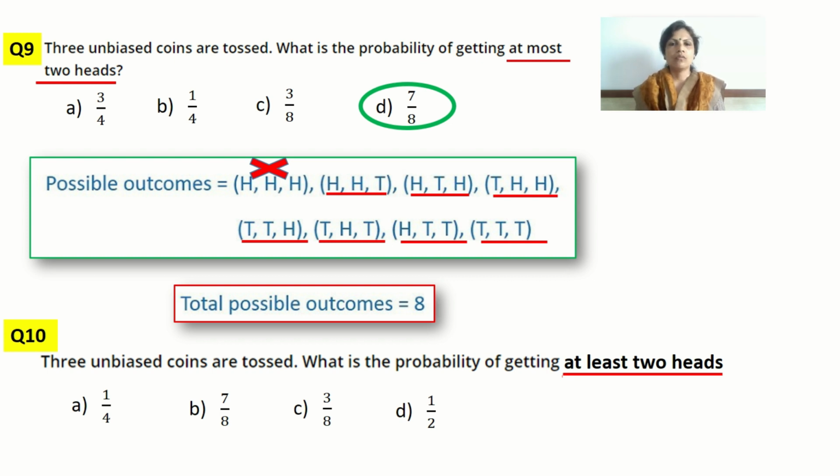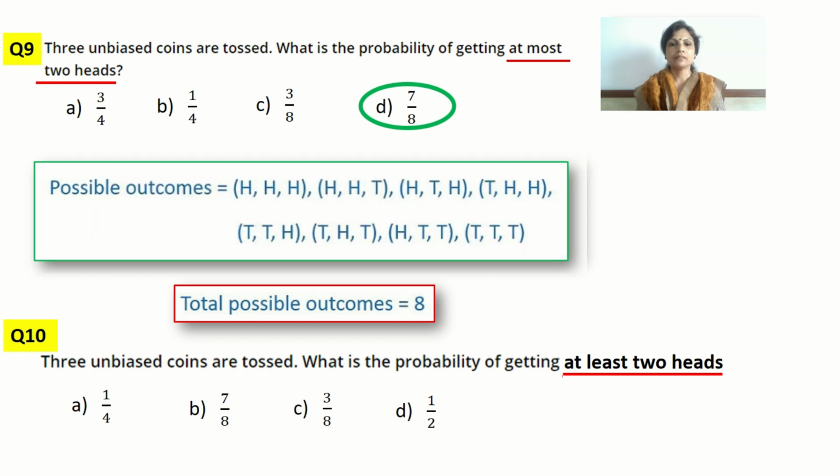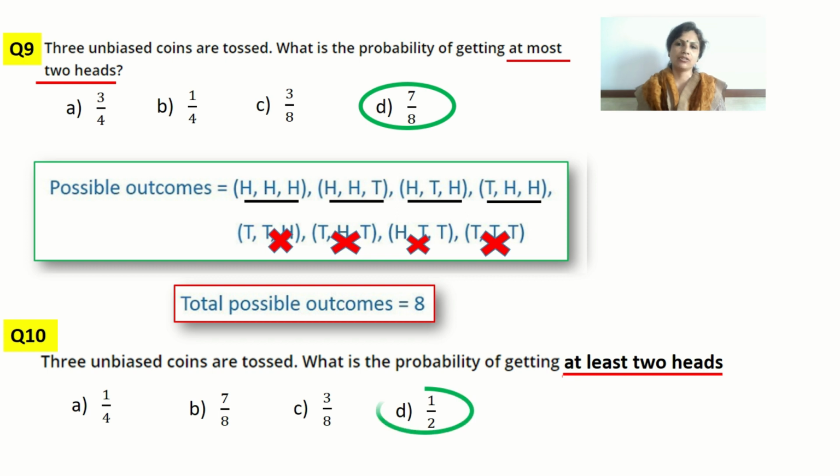So what options will we have here? At least 2 means the first combination is fine, second is also fine, third is also fine, fourth is also there, then fifth, sixth, 7 and 8 will not do. At least 2 means it has to be either 2 or more than 2 but not less than that. So we have got 4 such outcomes. So the probability is 4 upon 8, and 4 upon 8 is 1 by 2. So option D is the correct option.